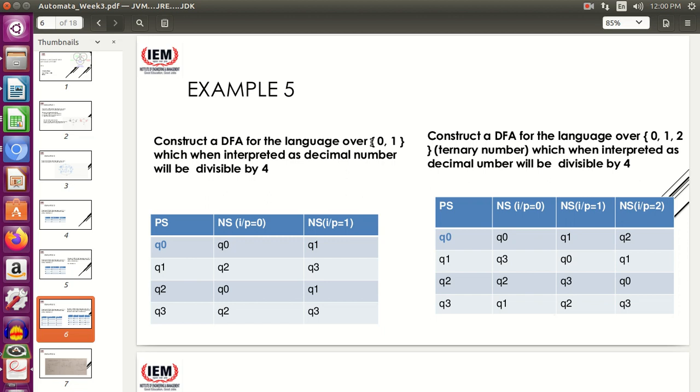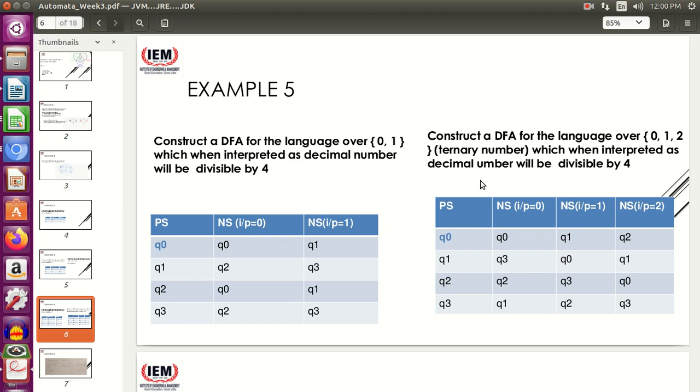So your question might say that construct a DFA for the language over 0, 1, 2, which is ternary numbers. Just like binary, we have ternary numbers also, right? So the same question, construct a DFA for the language over 0, 1, 2, which when interpreted as decimal number will be divisible by 4. The question is same, but previously we were dealing with binary numbers. Here you will be dealing with ternary numbers.